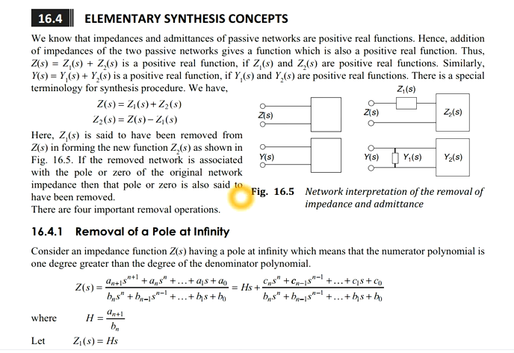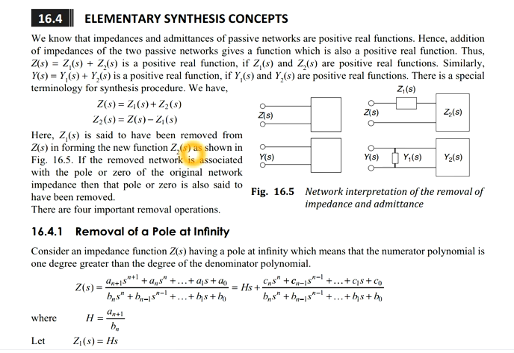So first of all, the important thing that you need to know is that we know all the impedances and admittances of any given particular network are made up of passive elements. So they are passive networks, and also they are positive real functions. So when you add any two positive real functions, the resultant will be a positive real function. That means, we all know, in a series combination, when impedances are connected in series, we can add them. Similarly, when admittances are connected in parallel, we can add them.